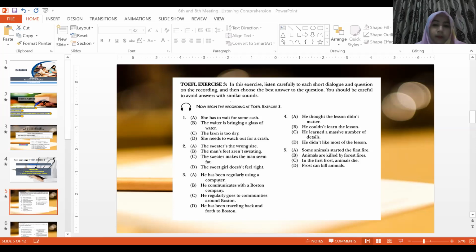Number 4. Did Bob memorize every detail in the chapter? He wasn't able to master the lesson. What does the man say about Bob?